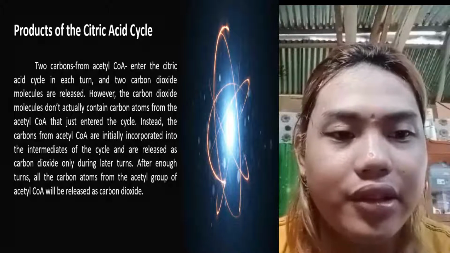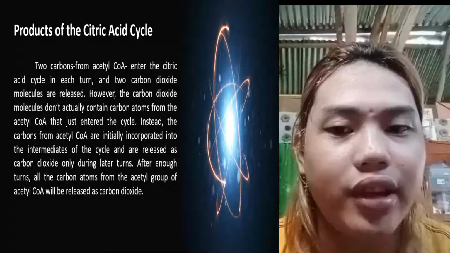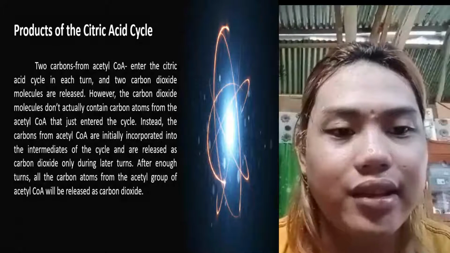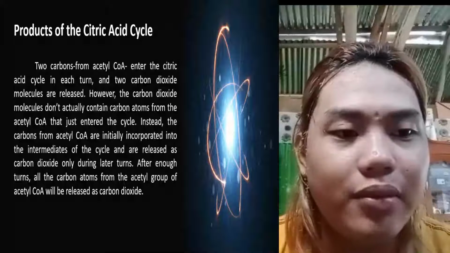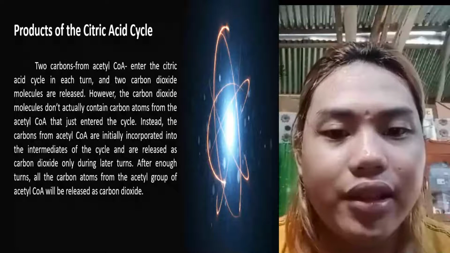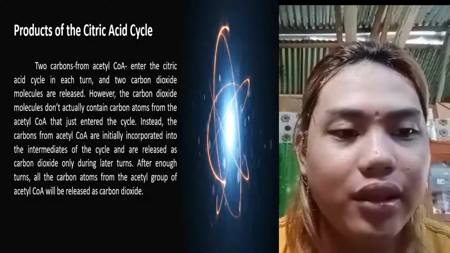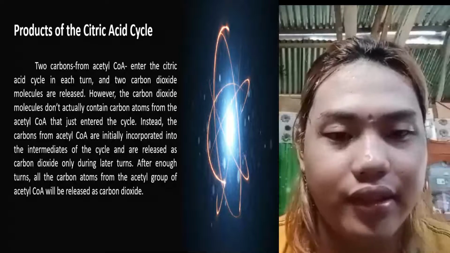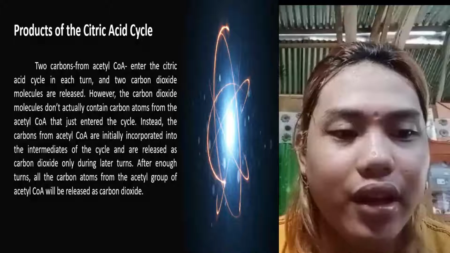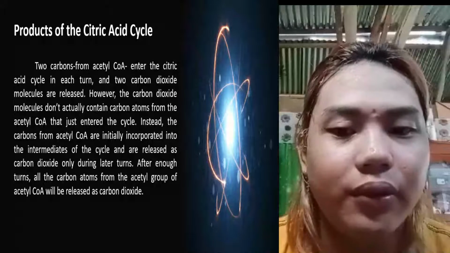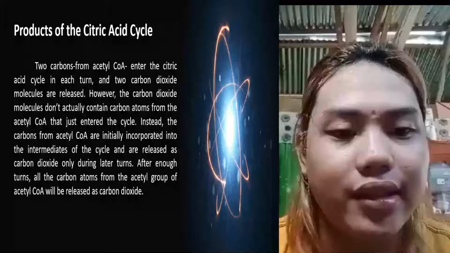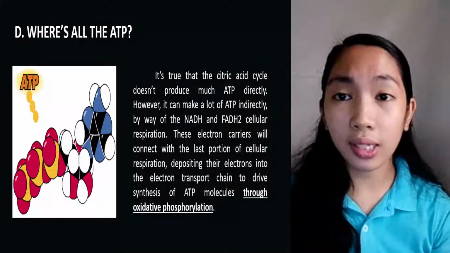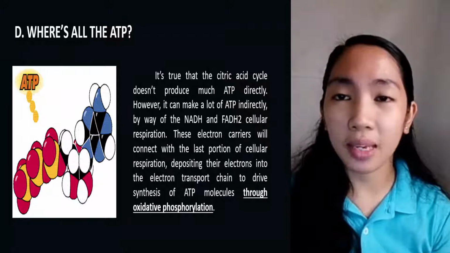However, the carbon dioxide molecules don't actually contain carbon atoms from the acetyl coenzyme A that just entered the citric acid cycle. Instead, the carbons from acetyl coenzyme A are initially incorporated into the intermediates of the cycle and are released as carbon dioxide only during later turns. After enough turns, all of the carbon atoms from the acetyl group of acetyl coenzyme A will be released as carbon dioxide. And so, the question is, where's all the ATP?